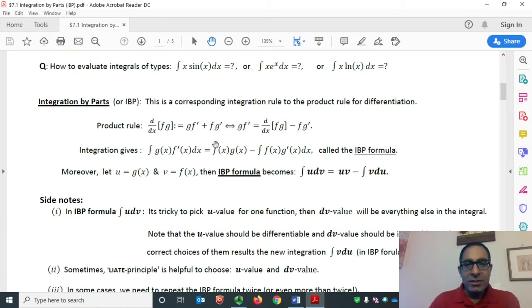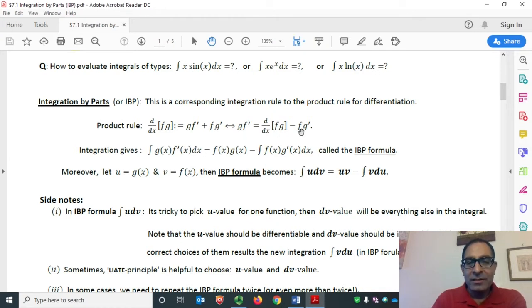Then let's rearrange the terms. Let's take the second term to the left side. Then g f prime equals d over dx of f g minus f g prime. Let's integrate both sides. On the left side, the integral of g of x f prime of x dx. Keep in mind that I took x as my independent variable.